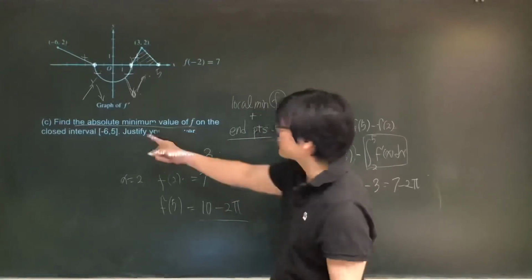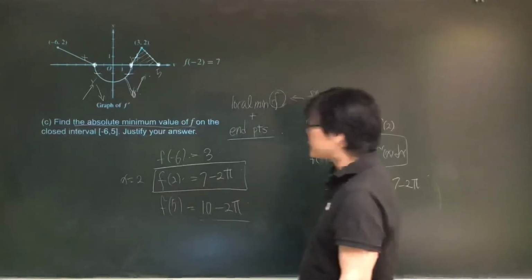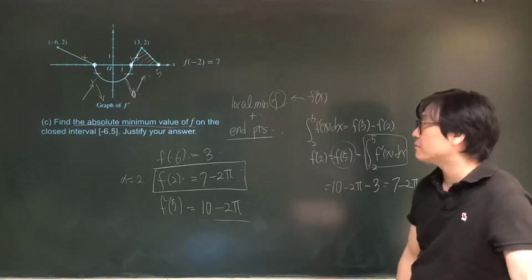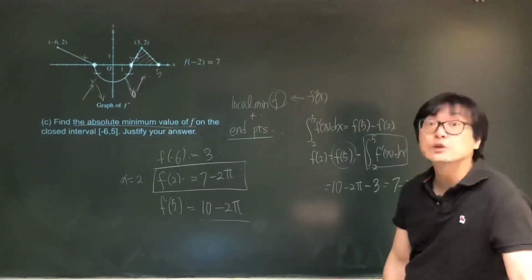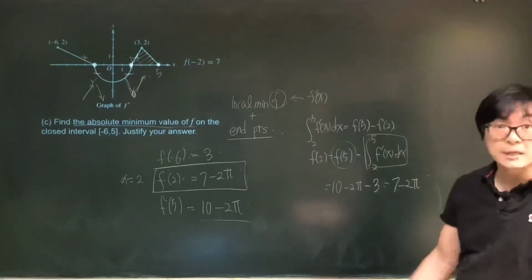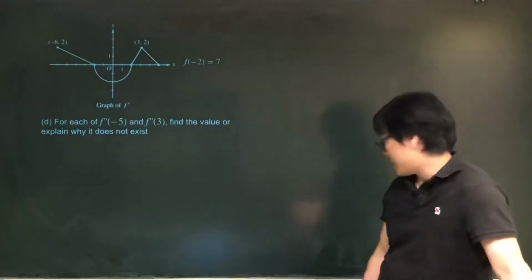The question asks to find the absolute minimum. So this is the absolute minimum: the absolute minimum of f is 7 minus 2 pi, at x equals 2. That's what we found for C. Easy, right? Okay, for the last question, D.